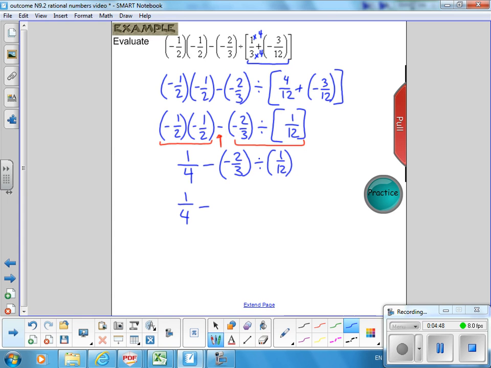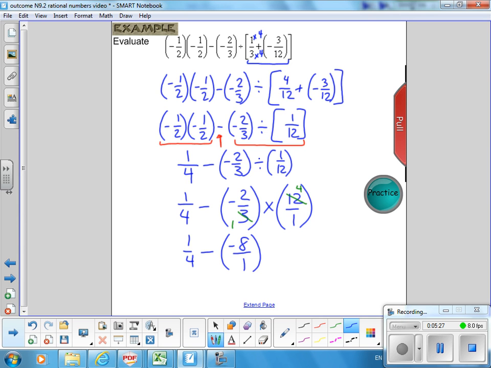Now in division, there's a couple of strategies you can use. I will show this using the multiply by the reciprocal. So we're going to multiply by 12 over 1. And again, there's a couple of strategies we could go through from here. We could look and just do 2 times 12 and 3 times 1. Or we could look to see if there's any reducing right off the bat. So I do know that 3 goes into 3 once, and 3 goes into 12 4 times. So now what I'm going to have is 1/4 minus negative 2 times 4 is negative 8. 1 times 1 is 1. So I have negative 8 over 1.